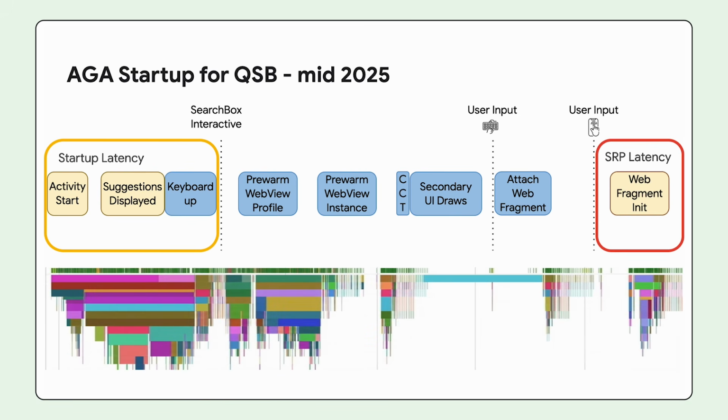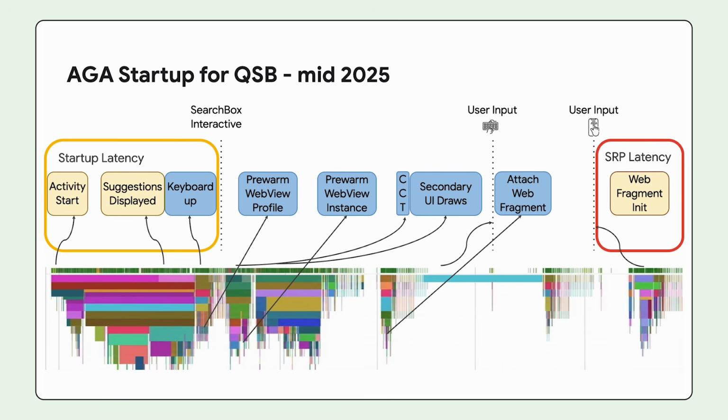And so we came to our updated Quick Search Box critical user journey by mid-2025. Activity start, suggestions displayed, keyboard up, at which point the search box is interactive. And as you see, no more gap. Instead, we pre-warm WebView profile, WebView instance, CCT, secondary UI draws, then the user starts typing and we attach that independent web fragment. The user clicks the suggestion and off we go into SERP latency with a much smaller job of web fragment initialization.